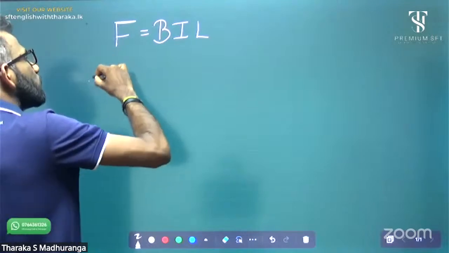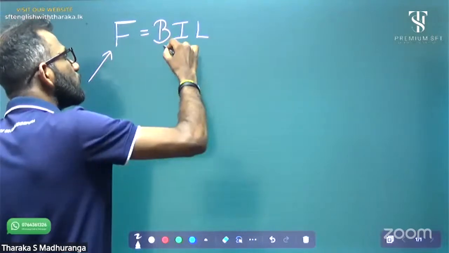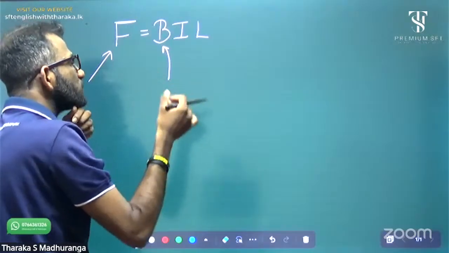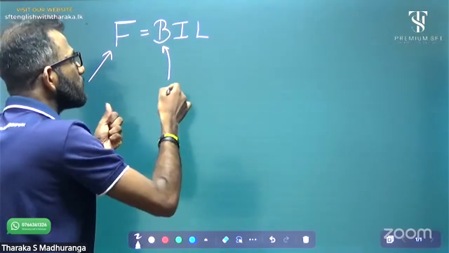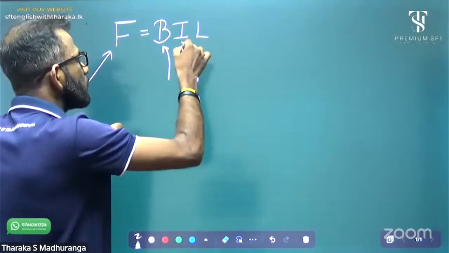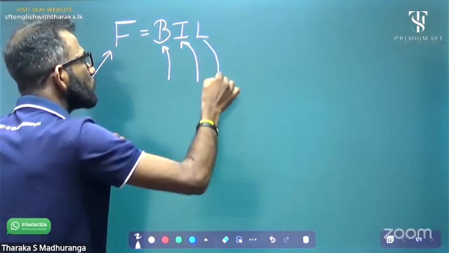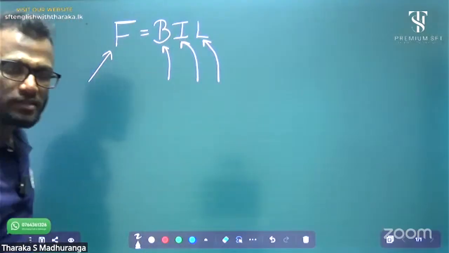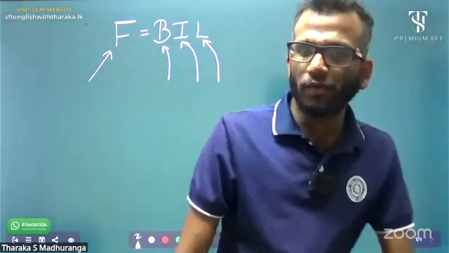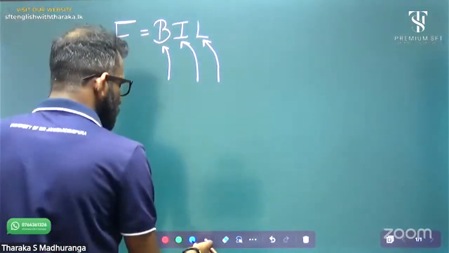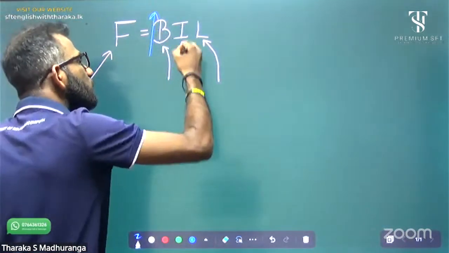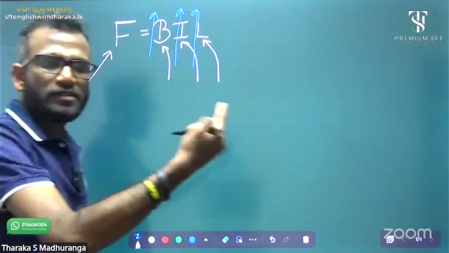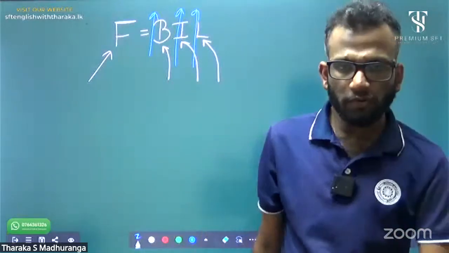What's the meaning of F? That's the force. What's the meaning of B? Magnetic flux density, measured in Tesla. I, the current flowing through the conductor. L, the length of the conductor. Magnetic flux density increasing, current increasing, and length increasing, all factors are directly proportional to the exerted force.